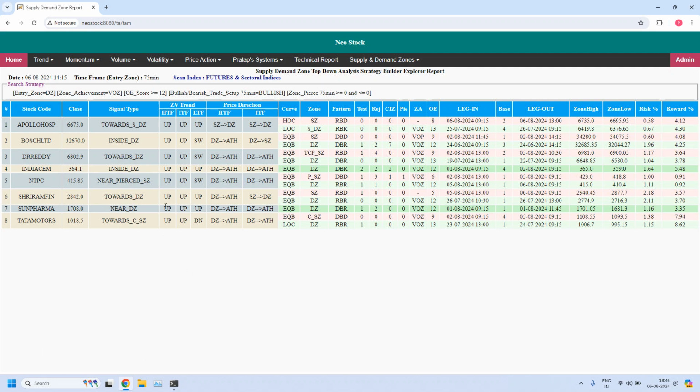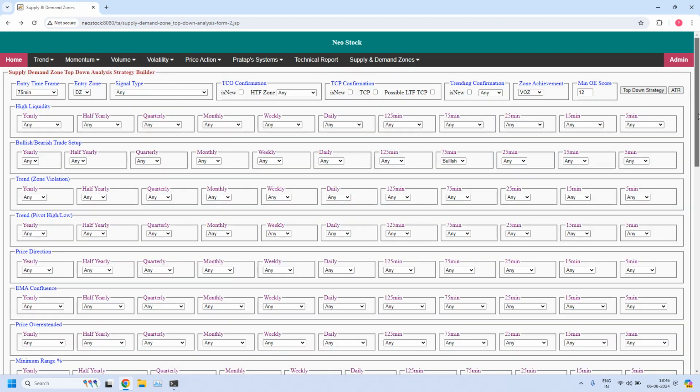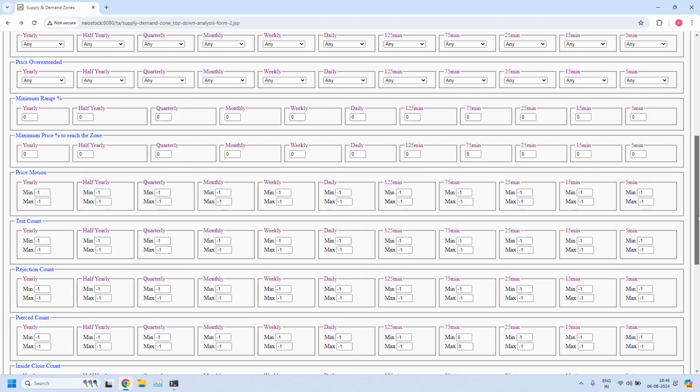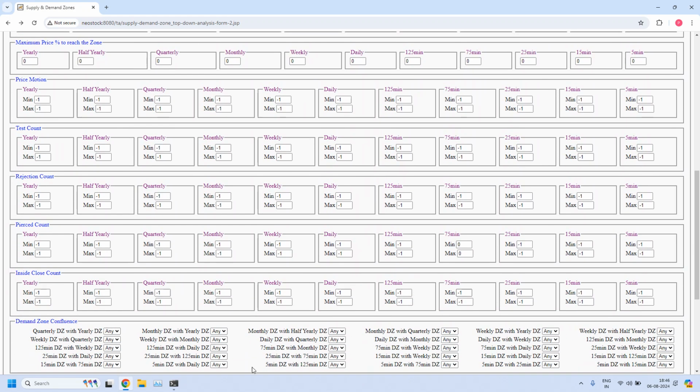Now out of these, how many are having confluence with ITF time frame? ITF is daily. For 75 minutes, which is LTF, daily is ITF. So 75 minutes and daily zone confluence. Here, 75 minutes demand zone with the daily demand zone. Selecting the option yes.